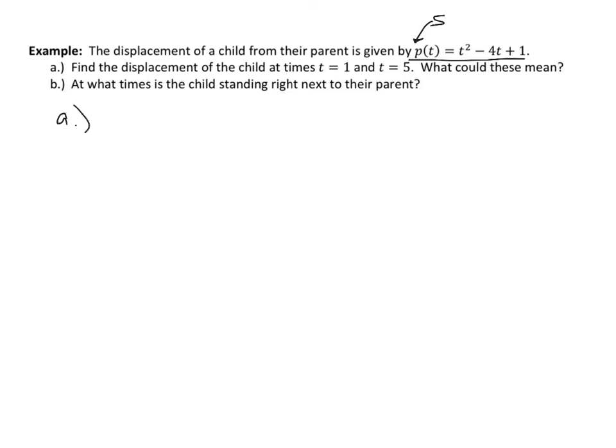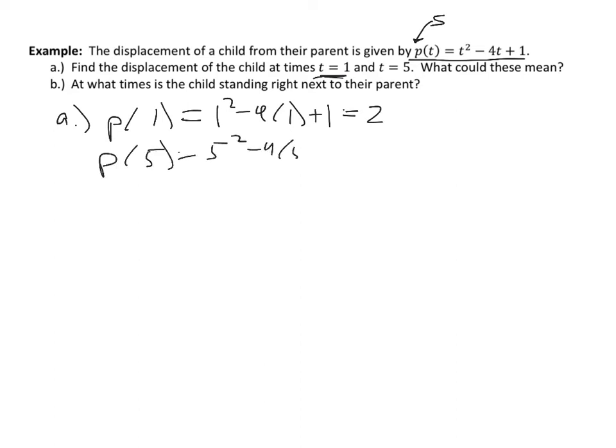To find the displacement at t equals 1, we'll do p of 1. When I plug that in, I get 1 squared minus 4 times 1 plus 1. That looks like it's 2. And similarly, p of 5 would be 5 squared minus 4 times 5 plus 1, which is 25 minus 20 plus 1. Oops, I just realized up here this should have been negative 2. My mistake. And this one down here turns out to be positive 6.